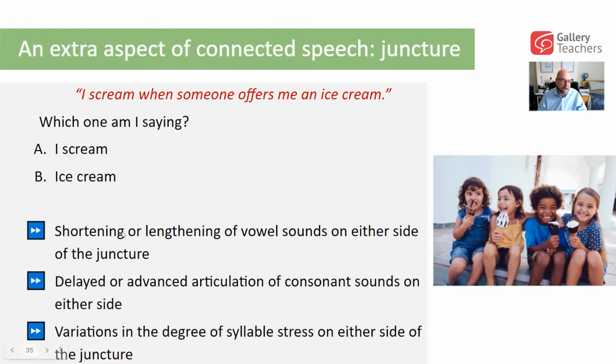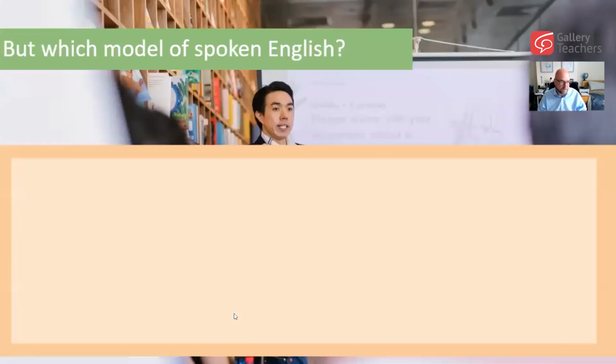Now, I would not recommend going into class and telling your students that the difference between the two is to do with the shortening of the vowel sounds or the lengthening of the vowel sounds, delaying or advanced articulation. They're just not going to understand what you're talking about. But I think it is worth making them aware of the existence of this phenomenon and sensitizing them to common examples of it.